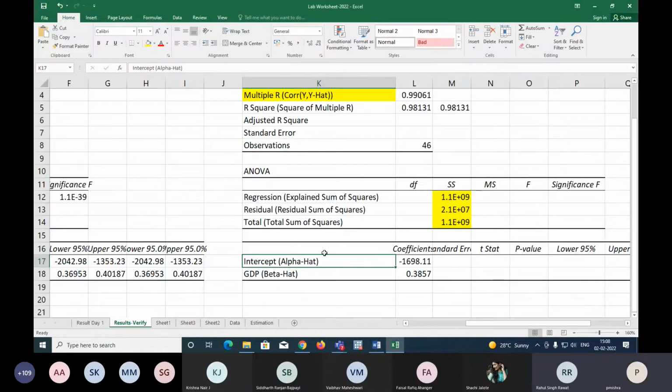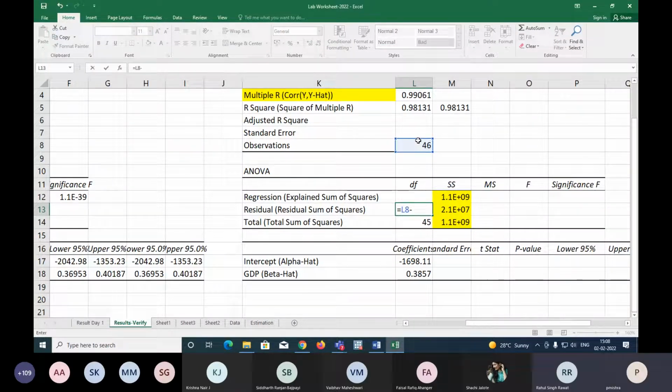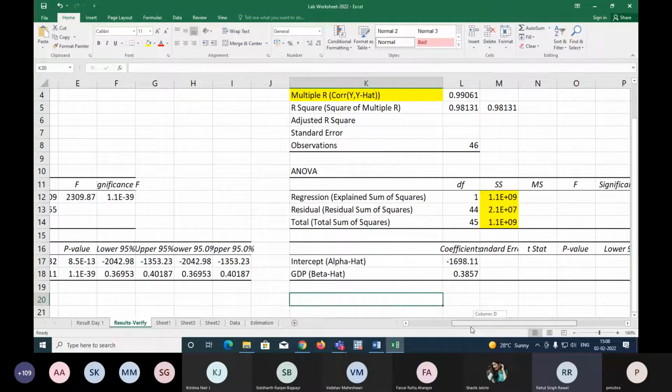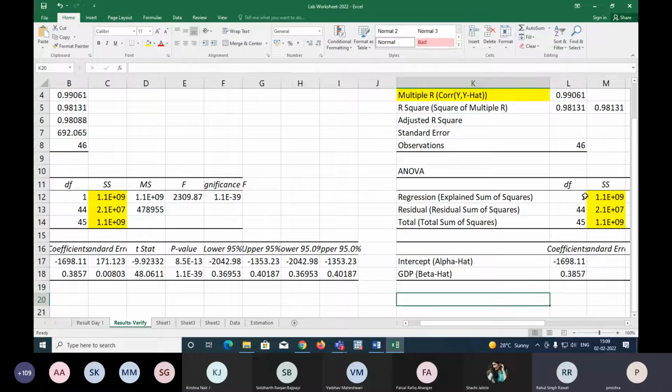Hence, here for total sum of square, it would be this n, number of observations minus 1. For residual sum of square, it would be n minus k, which is equal to 2. And for explained sum of square, it would be k minus 1. You see this 144, 45, we are also getting 144, 45.